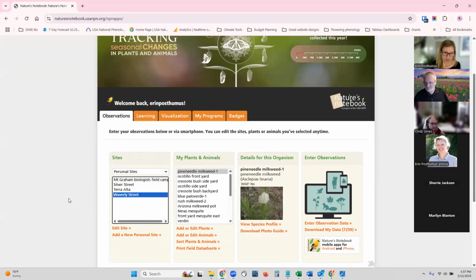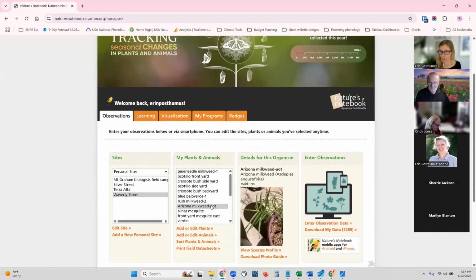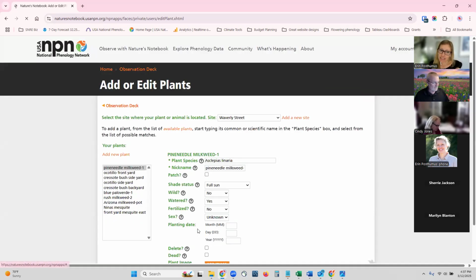This is where I live here on Waverly Street. I have a whole bunch of plants and a bunch of animals registered at my site. The one that I'm going to focus on today is actually an Arizona milkweed. It's one of our really cool milkweeds that we have here that is active all year round. If I actually go to add or edit plants, I can see the details that I've added about this plant.